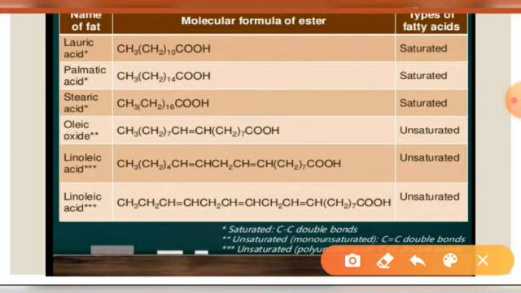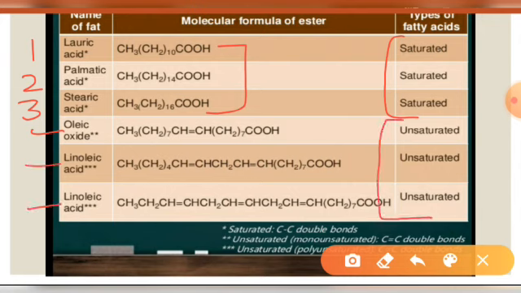Now what are the various examples of saturated and unsaturated fatty acids? Lauric acid, palmitic acid and stearic acid are examples of saturated fatty acids because there is no double bond between the carbon atoms in the hydrocarbon chain. Whereas oleic acid, linoleic acid and linolenic acid are examples of unsaturated fatty acids because they have double bonds between the carbon atoms in the long hydrocarbon chain.